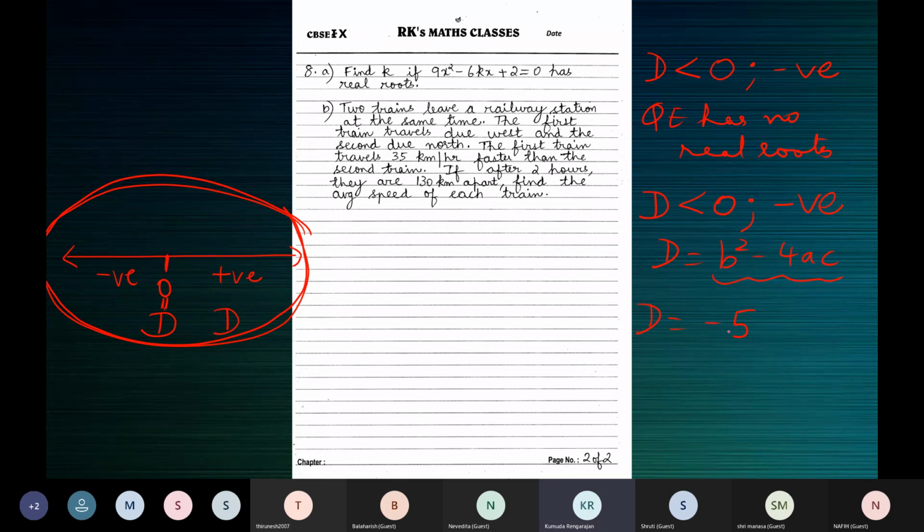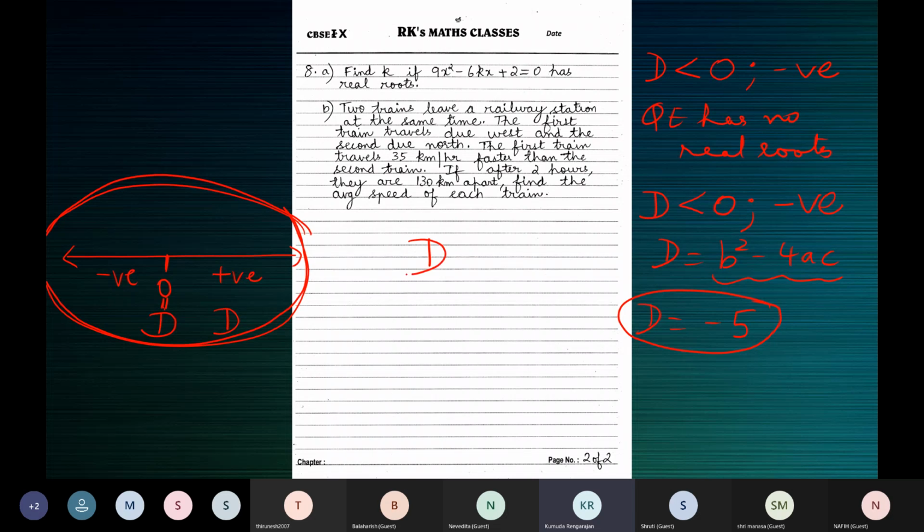Discriminant is negative. That means the value of the discriminant is less than 0. It is negative. Both are the same. Negative meaning less than 0. What does this indicate? This indicates that the given quadratic equation has no real roots. Its roots are imaginary. Real roots don't exist.